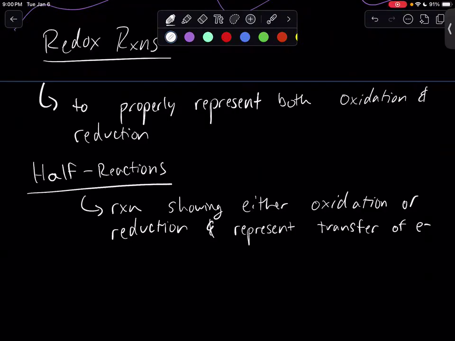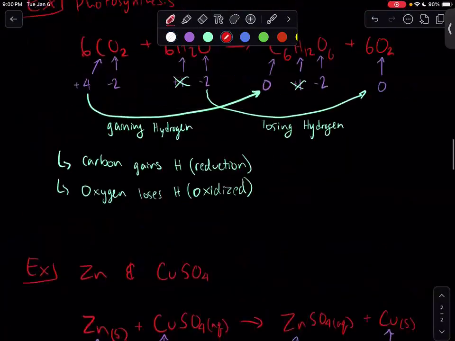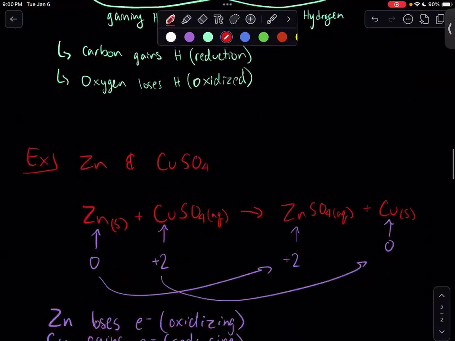So when we look at half reactions, we'll take some of the examples we've seen before, starting with something simple like our copper sulfate reaction, or our zinc and copper sulfate. So in the original reaction, I'm just going to go ahead and copy it.